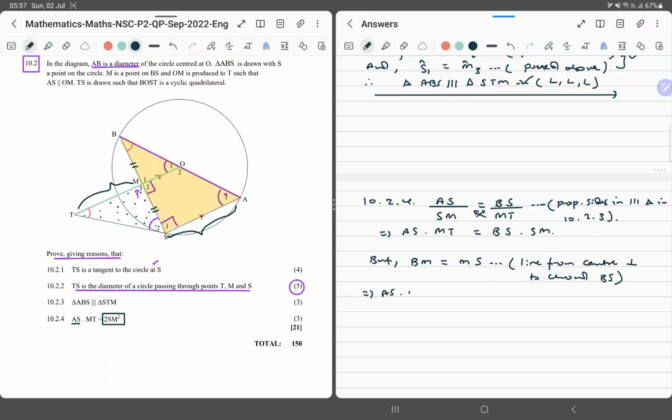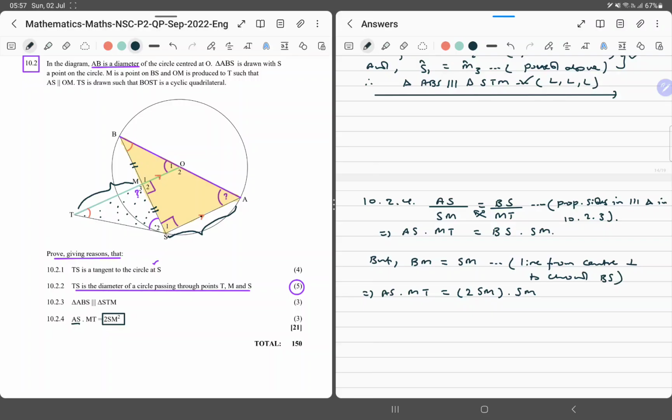that AS times MT is going to be, now instead of BS, we're going to say this is going to be 2 times MT. No, 2 times SM. Maybe let's write this one properly, the way they wrote it. This is SM. So this is going to be 2 times SM times SM. So BS, remember, is replaced by this guy now.